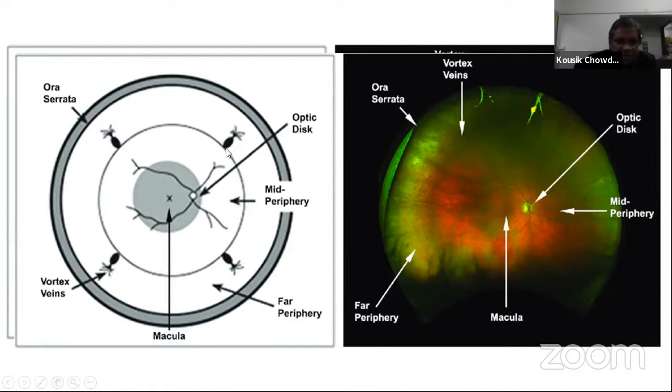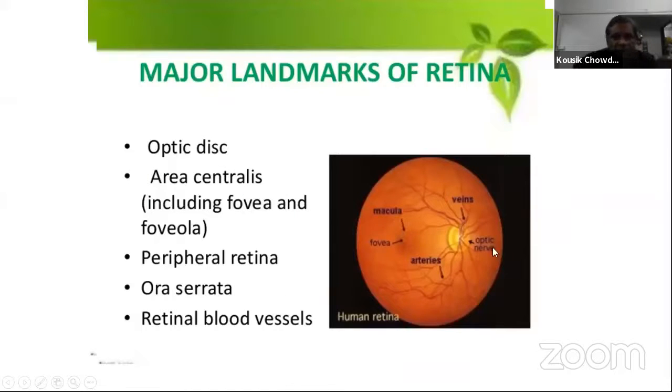Optic disc, and this is the mid periphery or equator, and this is the ora serrata. We are seeing the macula and optic nerve. The vortex vein is outside the ora serrata. This is the retinal periphery, and we are seeing the mid periphery. Major landmarks of the retina are the optic disc, area centralis including fovea and foveola, and the peripheral retina, ora serrata, and retinal blood vessels.